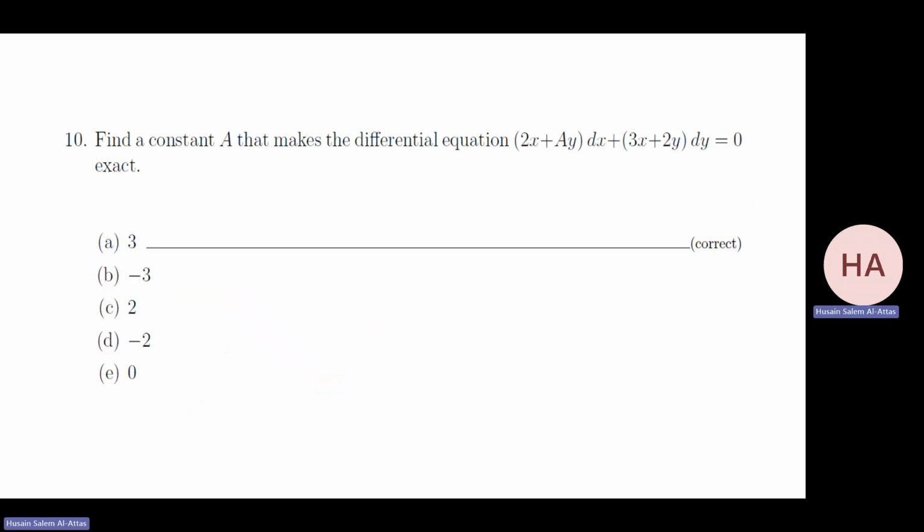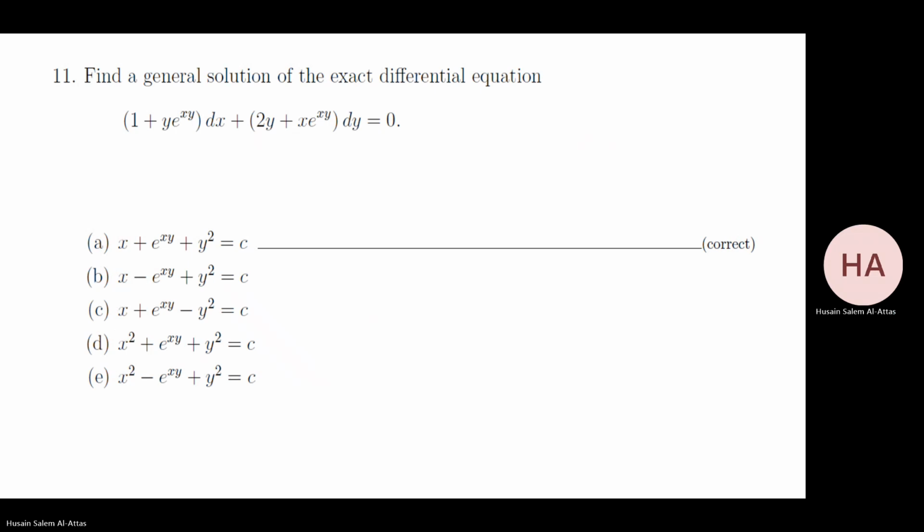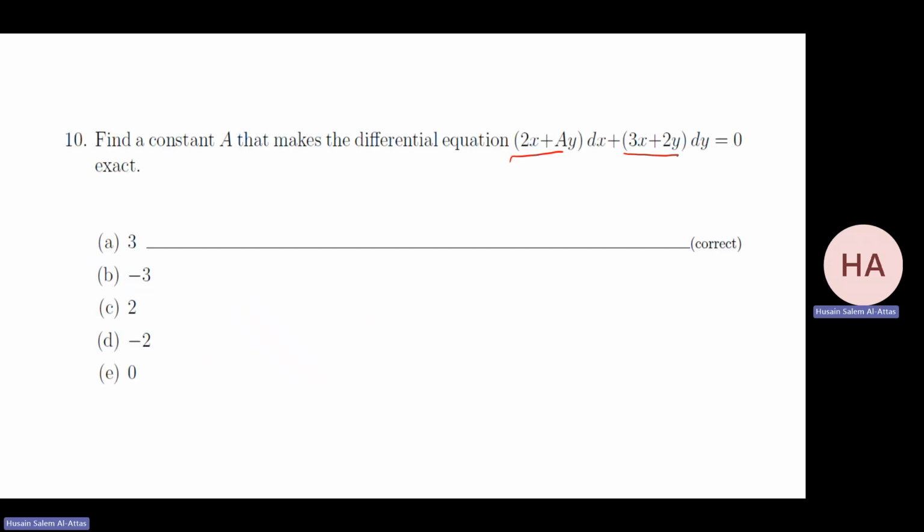Okay. Find the constant that makes the differential equation exact. Yeah, what an easy one. Yeah, I think I will stop here. Partial M with respect to y will be a. Partial N with respect to x will be 3. These should be equal. That's it.